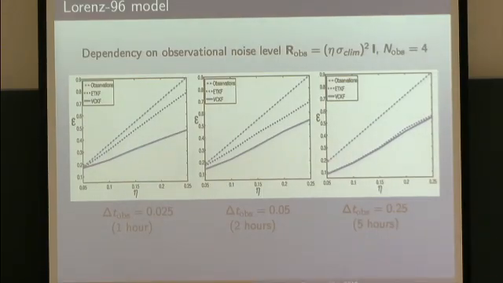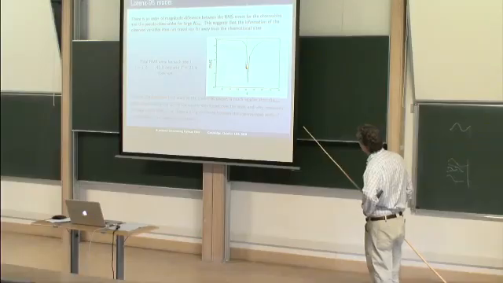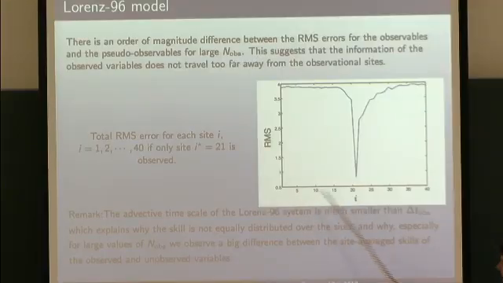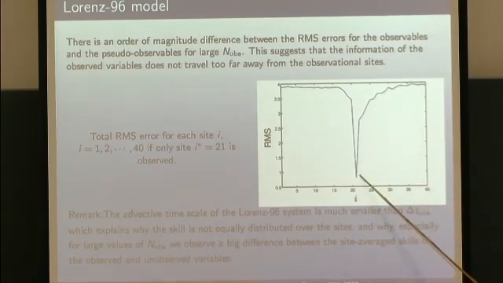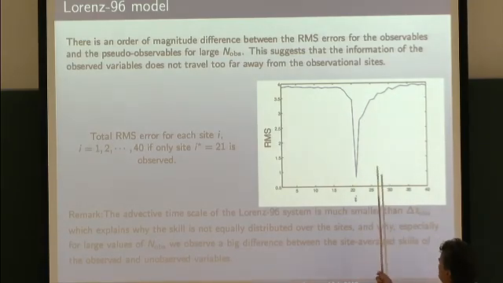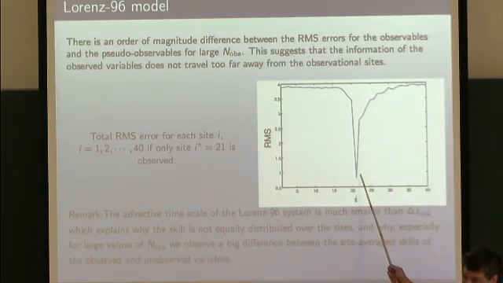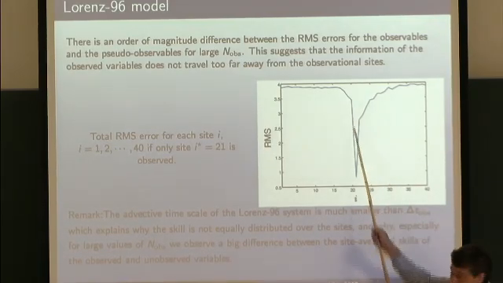Okay, so here we did the following experiment. We said we only observe at one site, number 21. When we look at the RMS value, we see it's huge everywhere where we don't observe, and it's relatively small where we do observe. We notice there's an asymmetry, and we also notice that information doesn't travel, or the skill improvement we make here doesn't really penetrate much into the unobserved sites, only a little bit here.